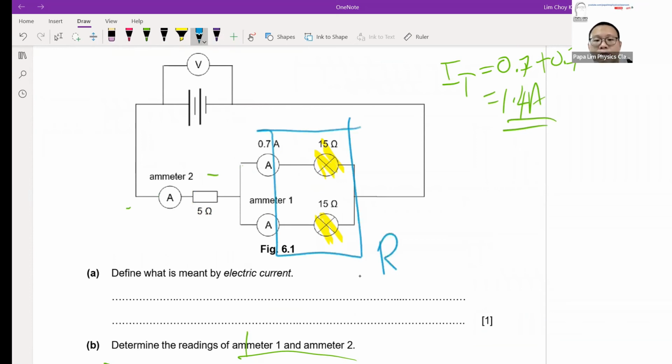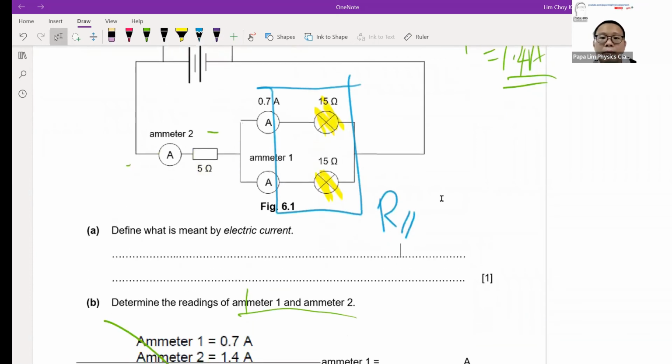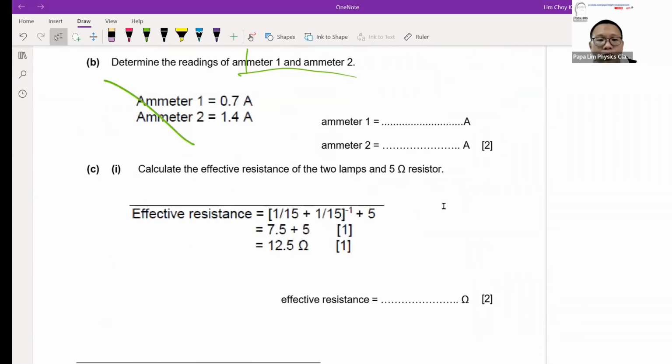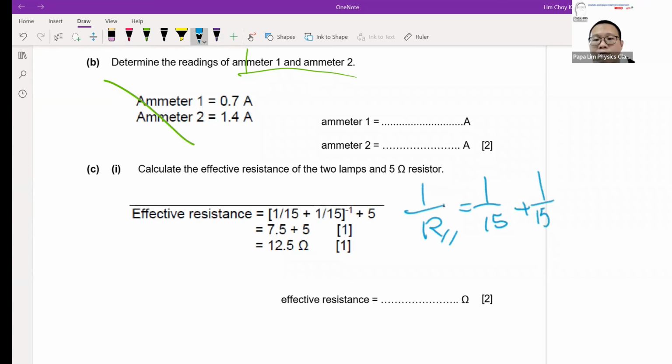So R parallel, if you look at the working, this is R parallel. If you don't want to do everything in a single straight line, you want to break it up. So I will break down into R parallel. The formula for R parallel will be 1 over R parallel equal to 1 over 15 plus 1 over 15, which will be 2 over 15.